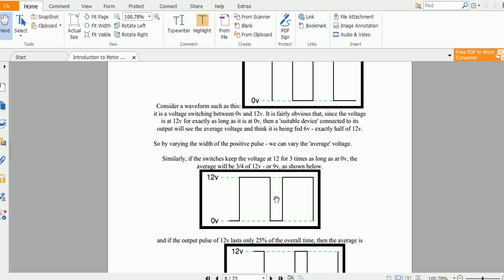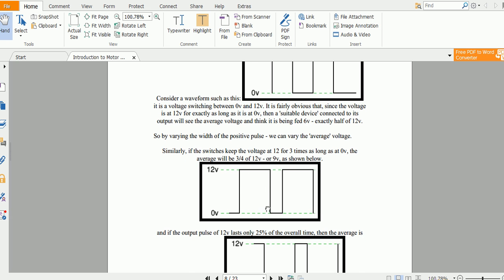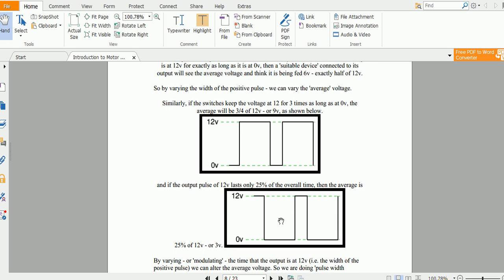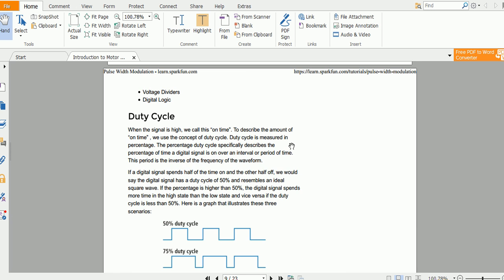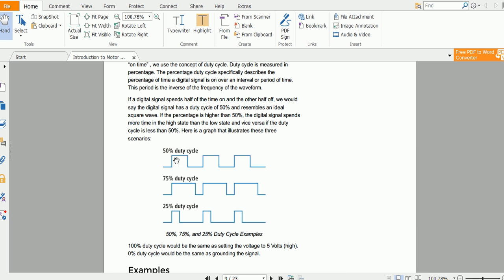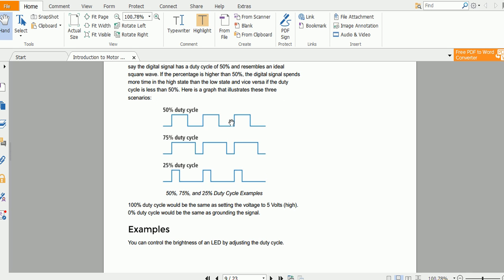Here we can see that the duty cycle will be 75%, and here it is only 25%. So here we will be getting only 3 volts, and with 75% we will be getting 9 volts. By varying the pulse width, we can control the average DC voltage to the motor, and hence the speed of the motor. Here a 50% duty cycle is also mentioned, along with 75% and 25% duty cycles.